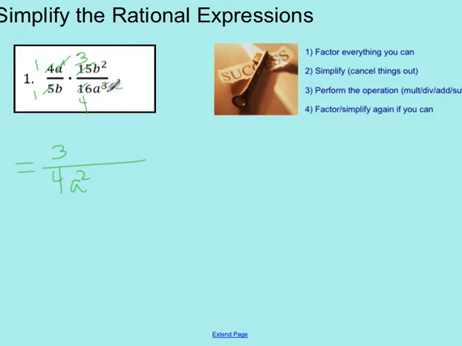in the denominator. Same thing with my b's. I go ahead and look at them. I have b to the first and b to the second. So the larger is in the numerator, so it will stay in the numerator. And I would have 2 minus 1, which will give me 1. Typically, we do not write 1, so I would just have this written as 3b over 4a squared.